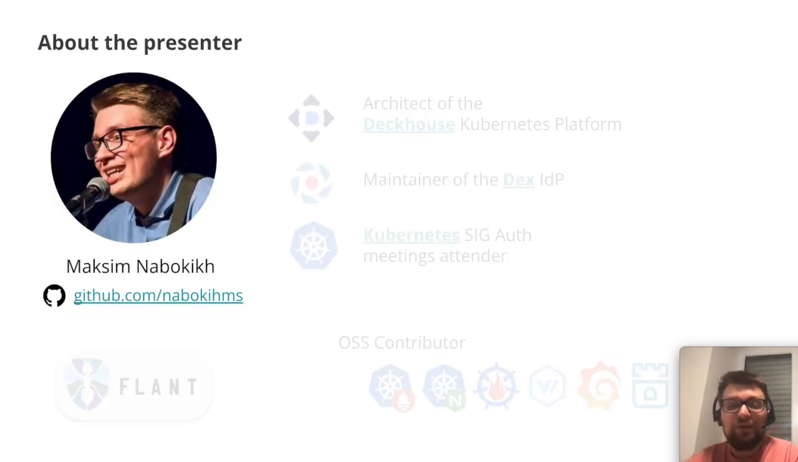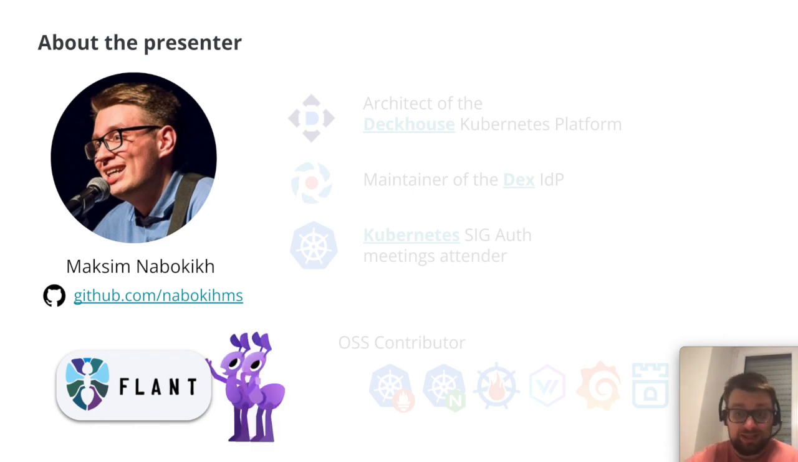So, a couple of words about myself. My name is Maxim Nabokich and there is a link to my GitHub account. And I am currently working for the company called Flant. You may know about this company because of our tech blog with illustrations of little ants. And now I am the architect of the Deckhouse Kubernetes platform.